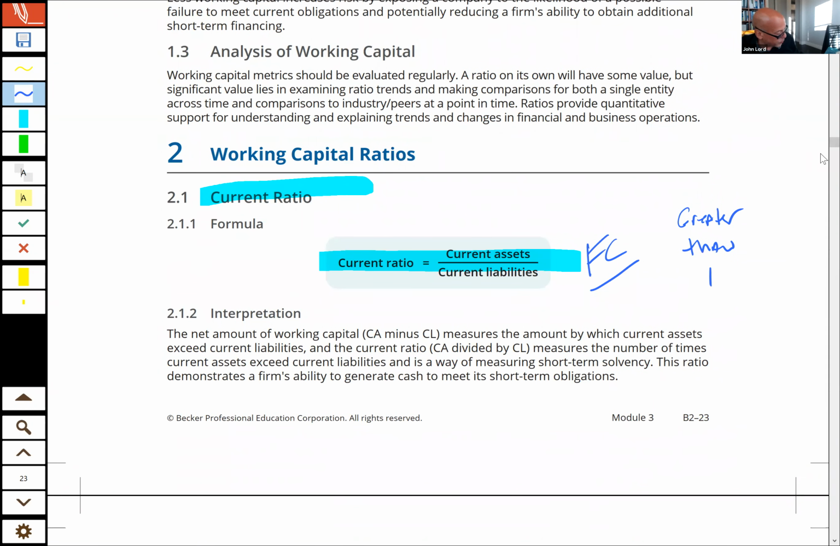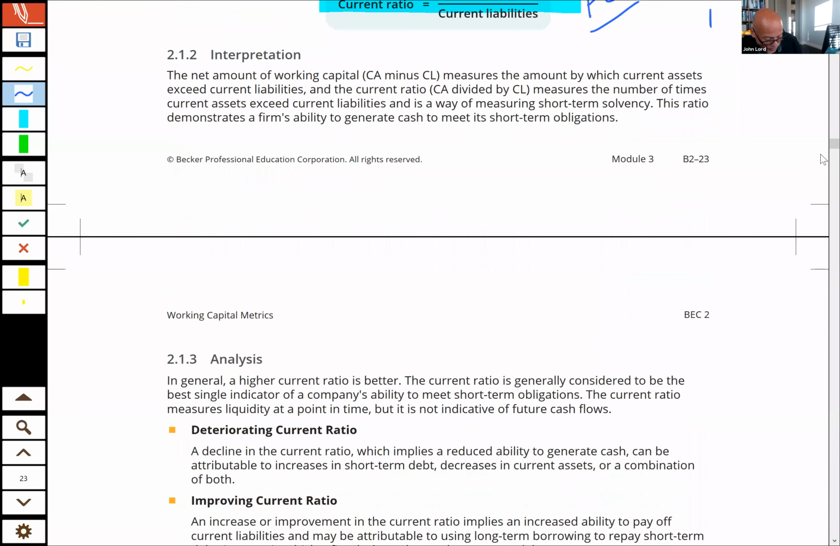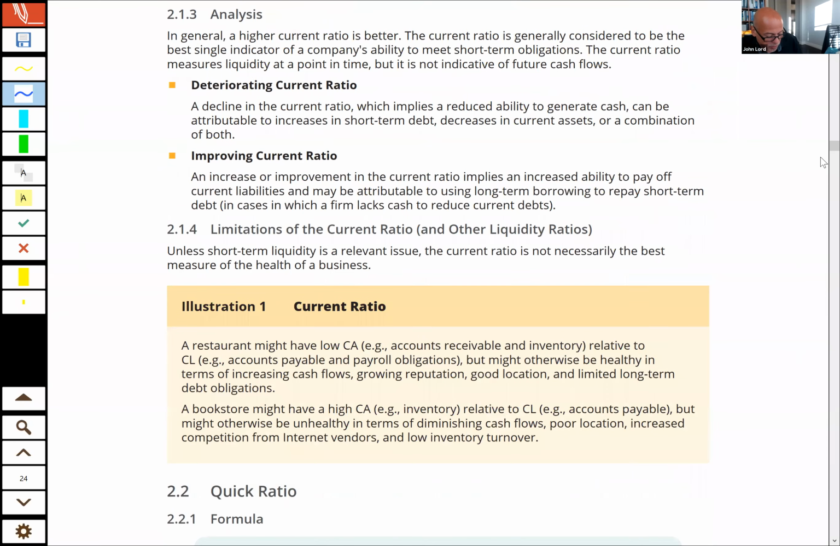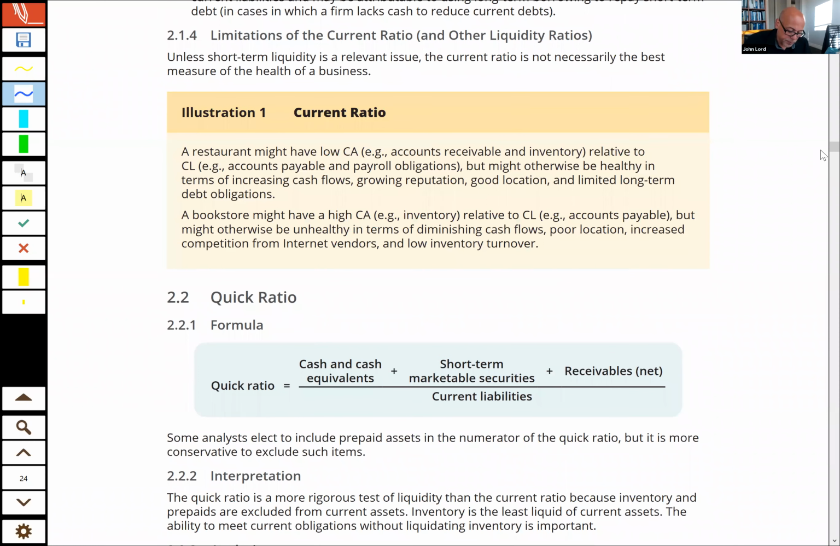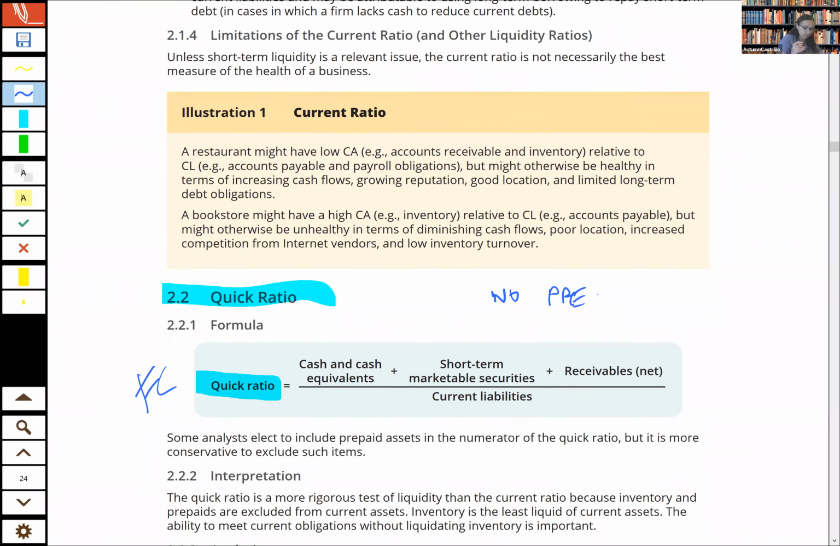Now, if we want an even more critical measure of our solvency, of our ability to meet our current liabilities, we could use something called the quick ratio. So just go ahead and flashcard this, but notice that we leave out certain current assets. So there's no prepaids. What else is missing here? Inventory. No inventory, good.